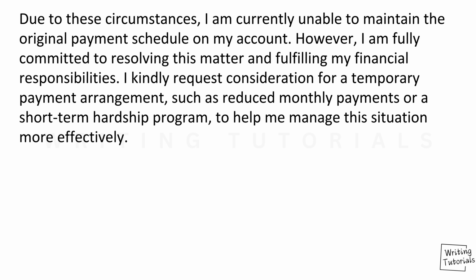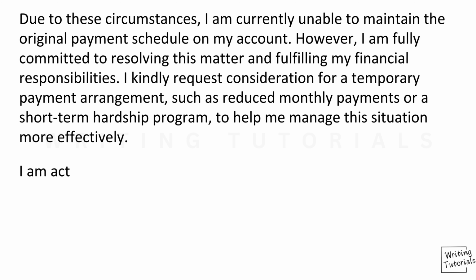Third sentence: I kindly request consideration for a temporary payment arrangement, such as reduced monthly payments or a short-term hardship program, to help me manage the situation more effectively. This is your actual request. Notice how specific it is. Giving clear options like reduced payments or a hardship program makes it easier for the company to respond.